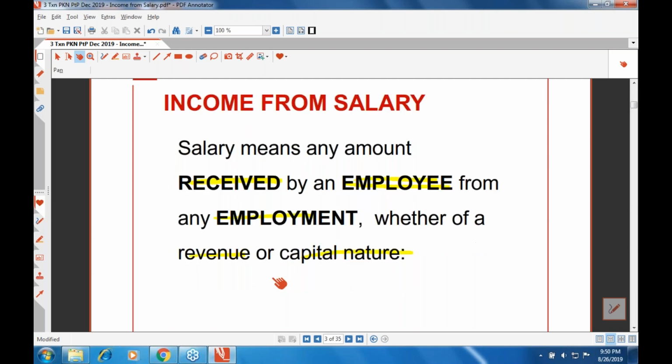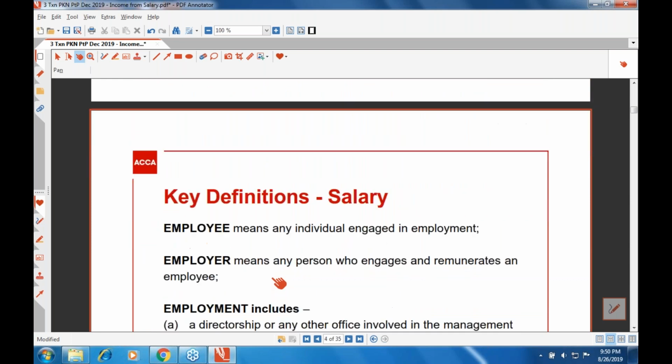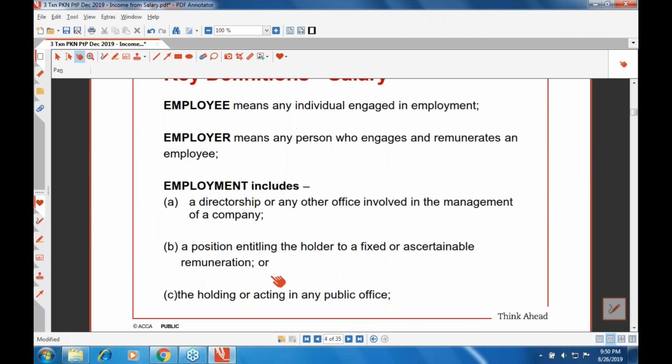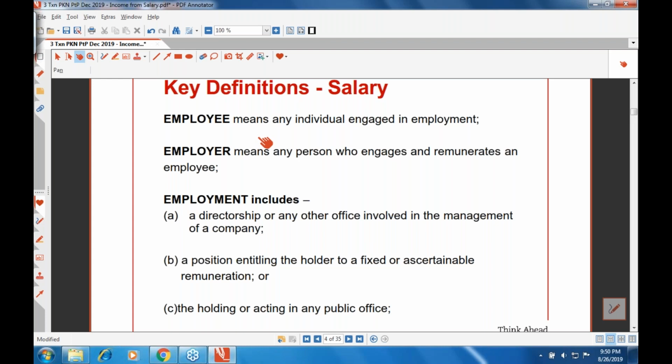Now let's move a bit forward. If I talk about these key definitions, the first thing is it says employee means. Now what do you mean by employee? It says employee means any individual engaged in employment. Now, what exactly do you mean by employment? The employment, it says, includes.